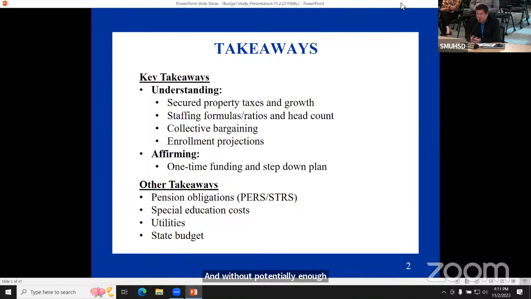In terms of key takeaways around affirming, tonight we'll look at the one-time funding and step down plan, and I really want to affirm some of the next steps there. In terms of other takeaways, other things that really impact the budget: our pension obligations, including our PERS and STRS, looking at the impacts of those and what they're going to be doing in the future. Special education is about 20% of our budget, so always really monitoring those costs, utilities, and the state budget and what impact that has in terms of ongoing and one-time funding.